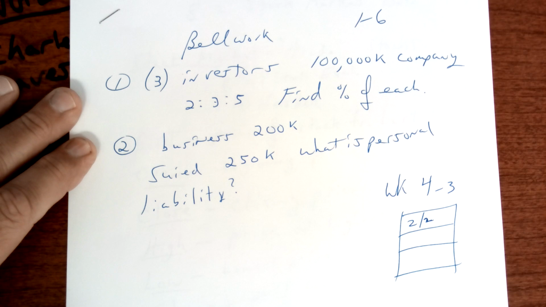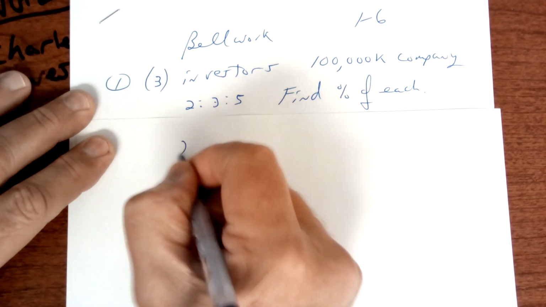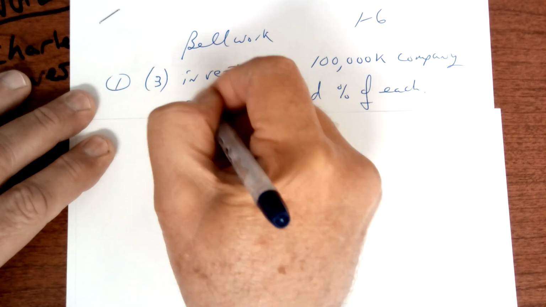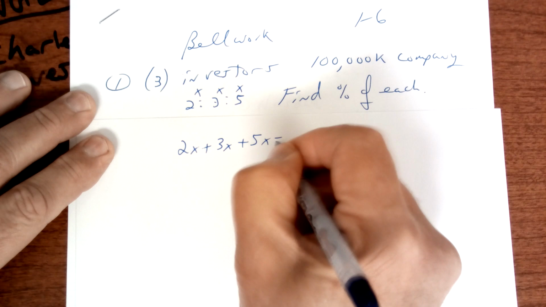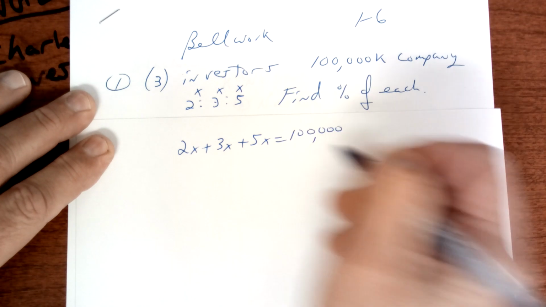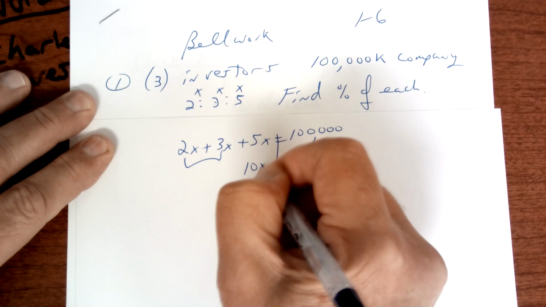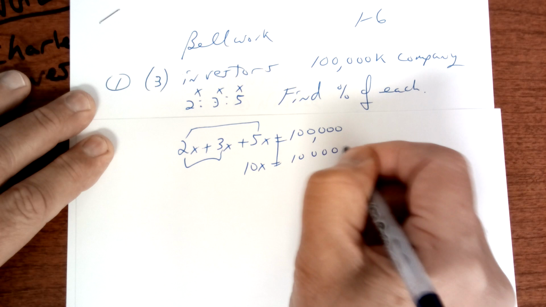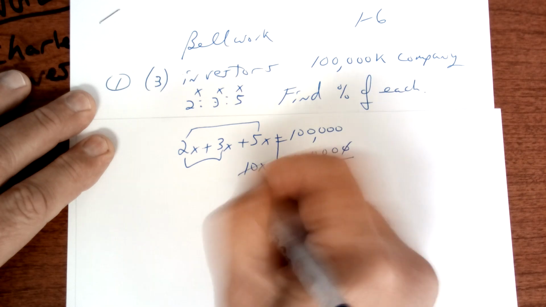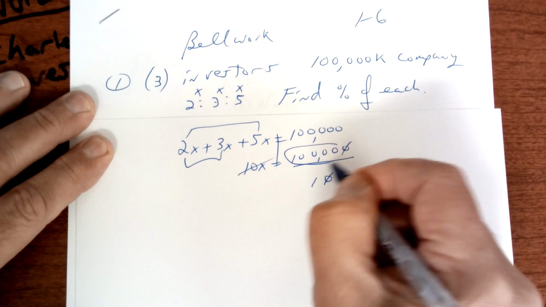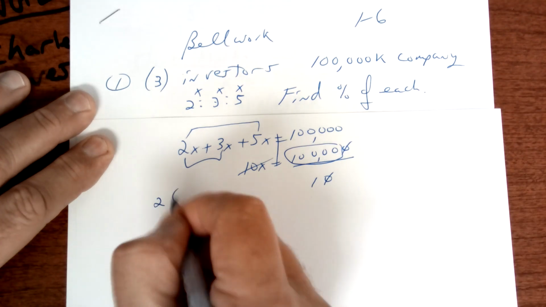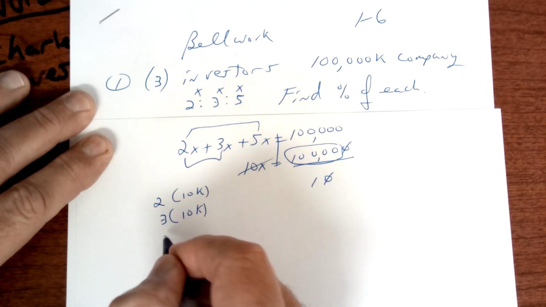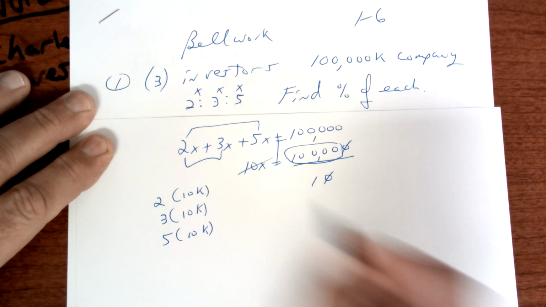So this right here is going to be 2x plus 3x plus 5x. You just put x's here and set it equal to $100,000. This is 5, so that's 10x when you add all this up. And when you divide by 10, you knock off one of the zeros. So each one is $10,000, so it's going to be 2 times 10,000, 3 times 10,000, and 5 times 10,000. That gives you the amount of each.